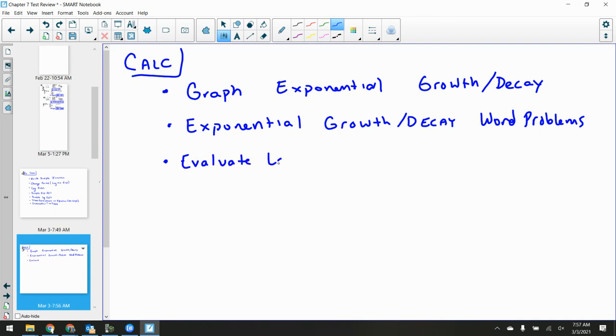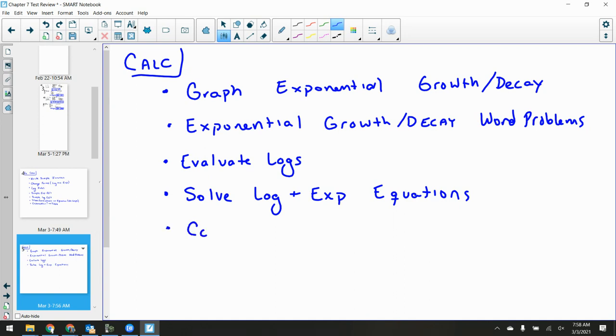Evaluate some logs using your log-base function or using the change-of-base formula. There's going to be some more extensive logarithmic and exponential equations. Ones that you will have to use your calculator on. And this is where I can add in questions from 7.6 as well, where I've got a log base E, because you'll have your calculators, you can perform that operation.